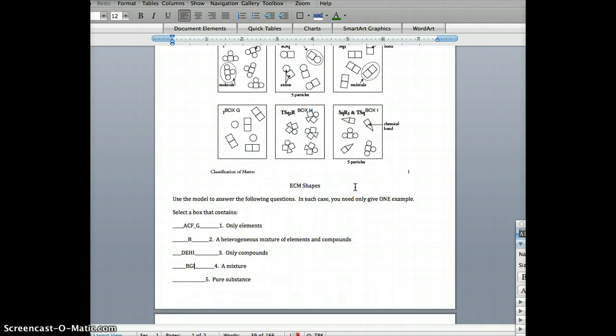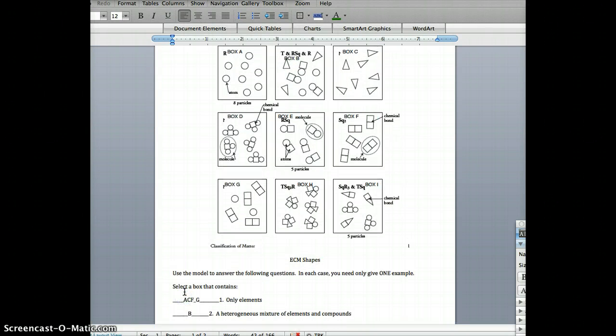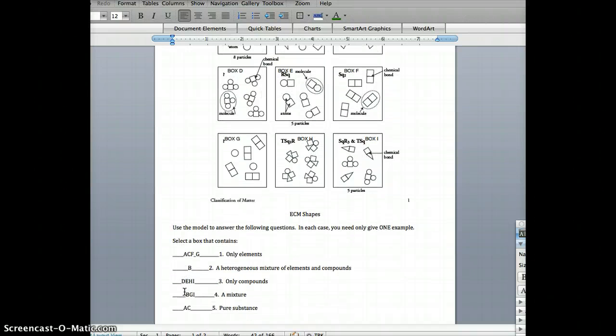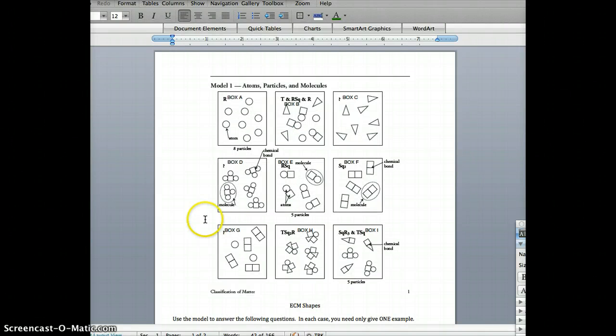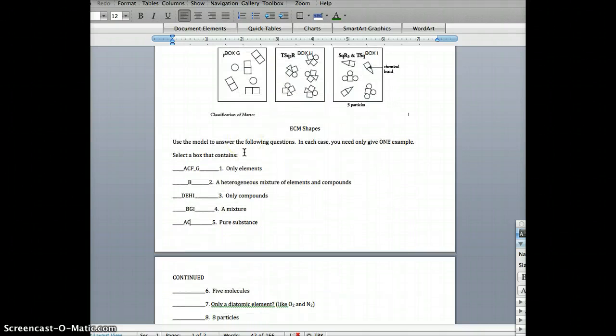A pure substance is everything that is not a mixture. So that would be A and C. And D would be a pure substance because there's only one identity. E is only one identity. F is only one identity. And H is only one identity. So D, E, F, H.